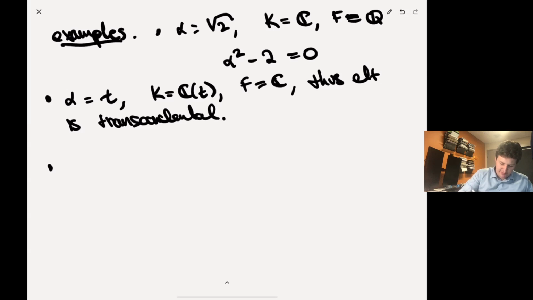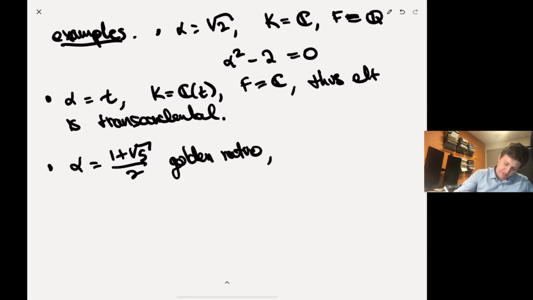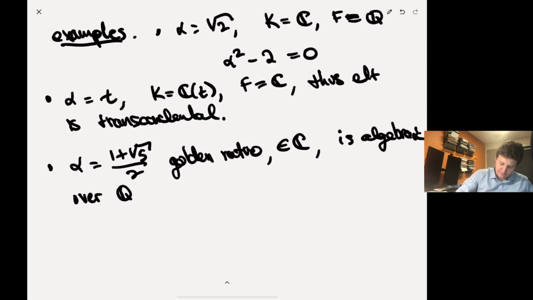Okay, here's another one. Another example is alpha equal to 1 plus the square root of 5 over 2. This is the golden ratio. This is an element of C, and it is algebraic over Q. Okay, so how do I know that this one's algebraic over Q?